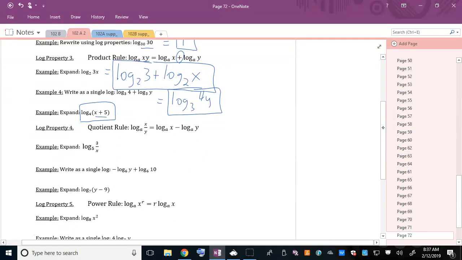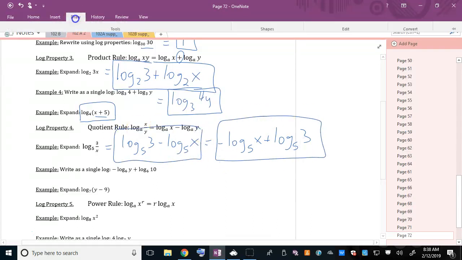My next rule is the quotient rule. So now I have log base a of x over y, and I turn that into log base a of x minus log base a of y. So log base 5 of 3 over x, I can write as log base 5 of 3 minus log base 5 of x. Now, here's one thing I always want to remember here, which is I can write my terms in whatever order I like. So I could leave my answer like that, but I could also write negative log base 5 of x plus log base 5 of 3. That's just as valid.